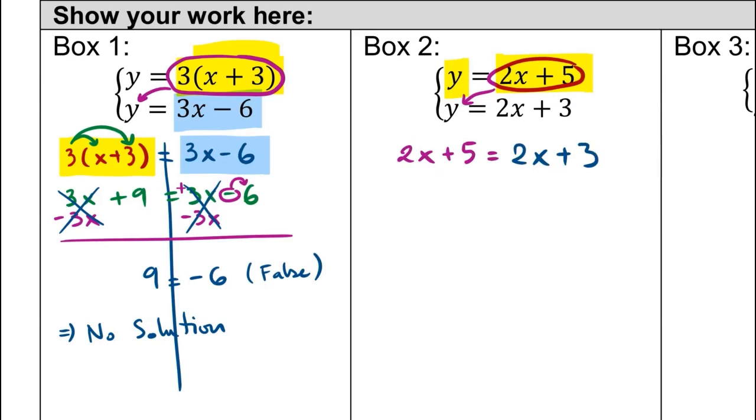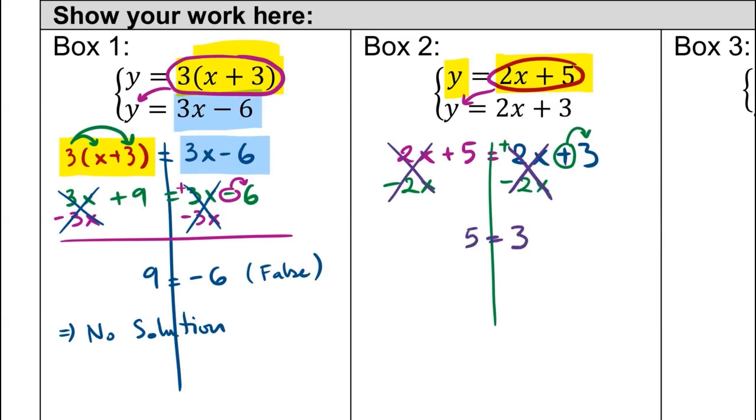Okay, it's the same idea. We have x's on both sides, so we're going to bring 2x over. This positive belongs to 3, so 2x itself is positive. What you have to do is subtract 2x on both sides. 2x minus 2x cancel each other out, and positive 2x minus 2x also cancel each other out. That gives you 5 equal to 3, and this one is a false statement still. So that is another no solution.